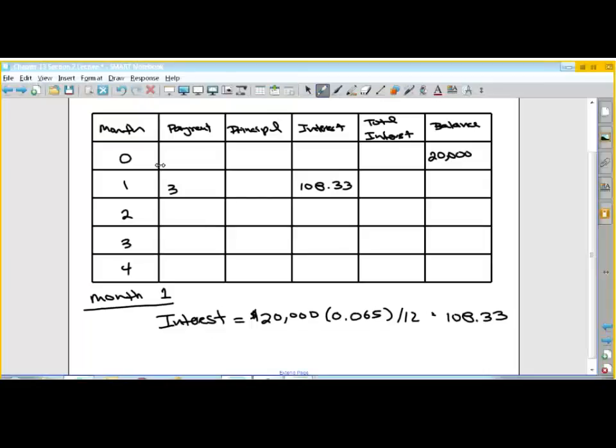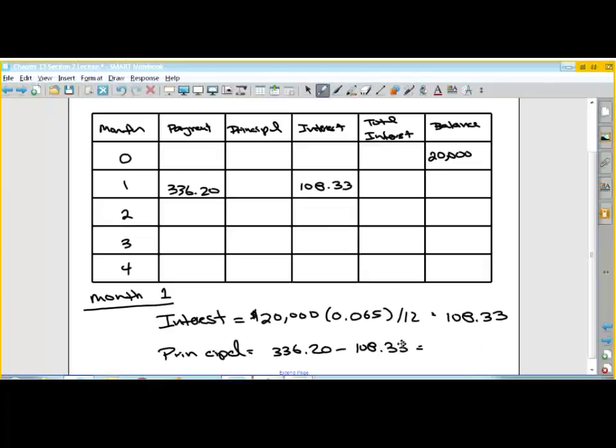Wrong button. What was the payment? $336.20. So the next thing we can do is we calculate the principal, which is the difference between the payment and the interest. So that's $227.87. So that goes right here.